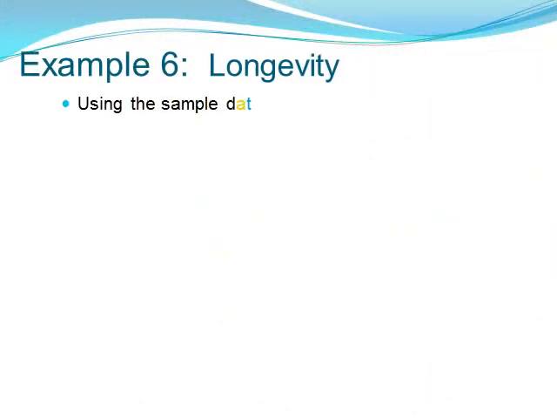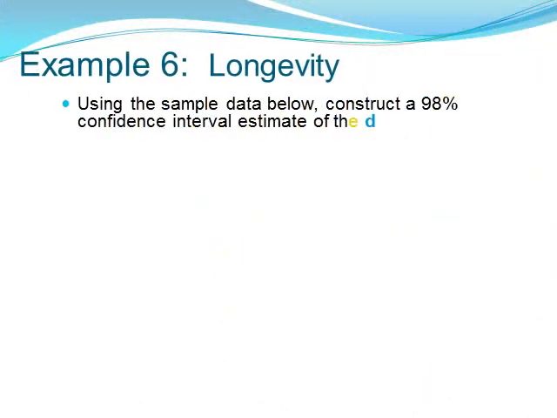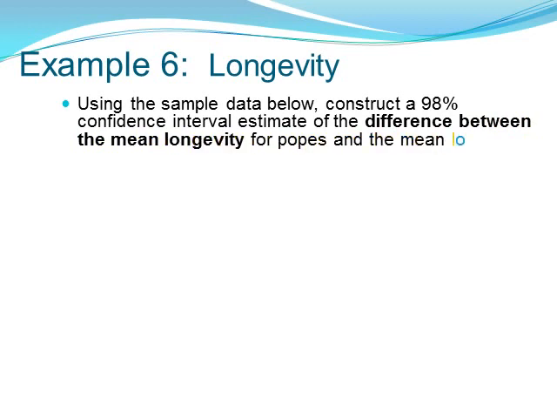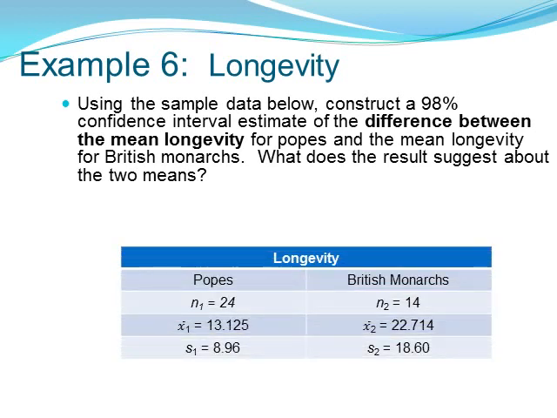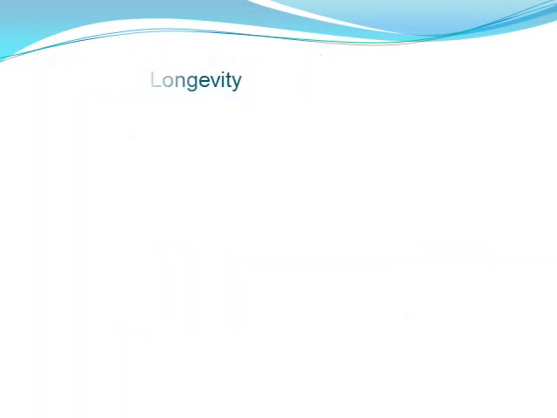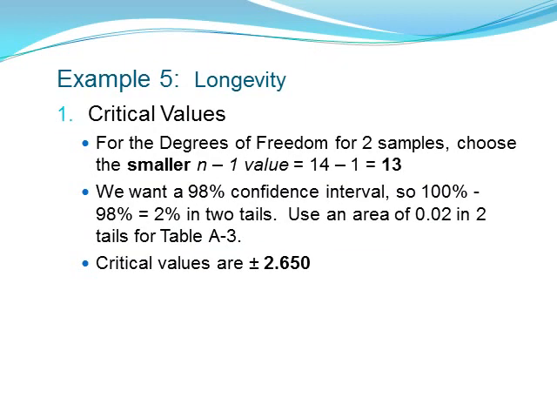Now let's practice setting up a confidence interval estimate. We want to do a 98% confidence interval estimate of the difference between the mean longevity for popes and the mean longevity for British monarchs. And then we want to interpret the results. So here's my data that I got from example 5, and we're going to jump into finding the critical value next. To find the critical value, we first use the degrees of freedom for the smaller of the two samples. So we have 14 minus 1 equals 13.